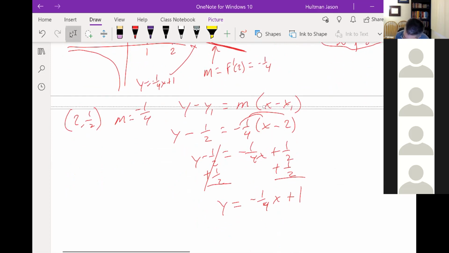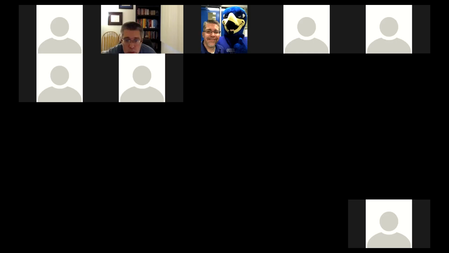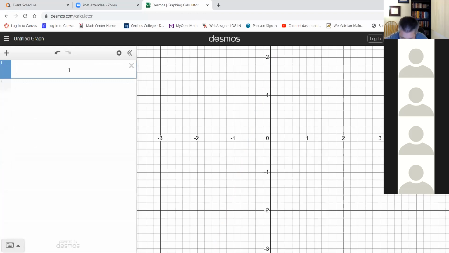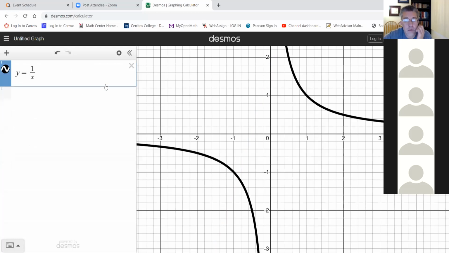Let's see if this makes sense. Let's check our work. How are we going to check it? We're going to plug this function and this equation into Desmos and see if it is a tangent line. Okay, so what was the function? The function was y equals 1 over x.